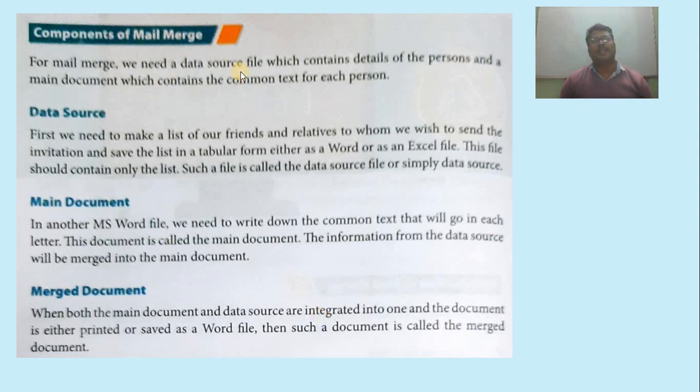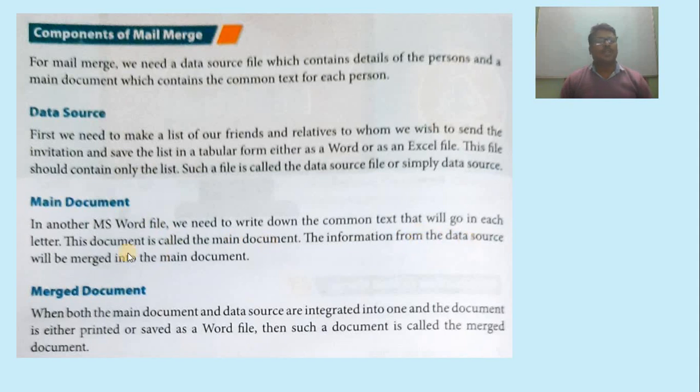So for mail merge, we need the data source file, which contains details of the person, and the main document, with the content common text for each person. Data source, I hope you understood, is the list of our friends or relatives to whom we wish to send the invitations. We can record these records in tabular form in MS Word or in an Excel file. The main document is the MS Word file where we write the common letter, the common content that we want to share.